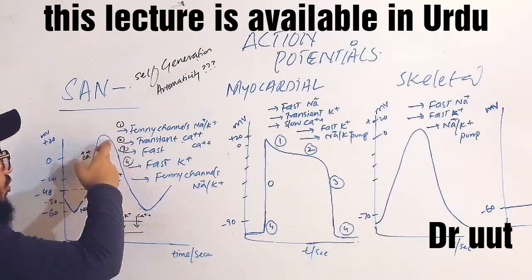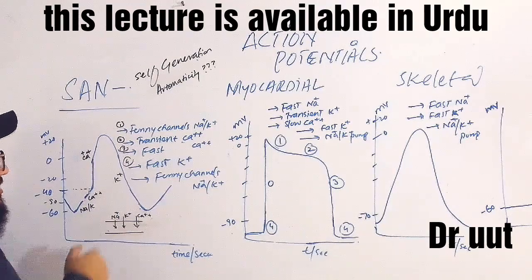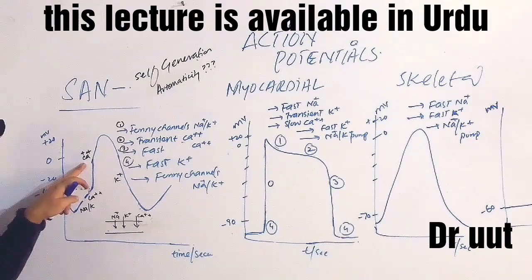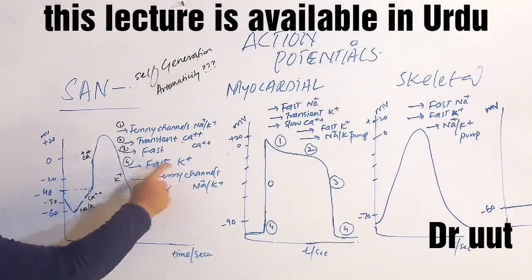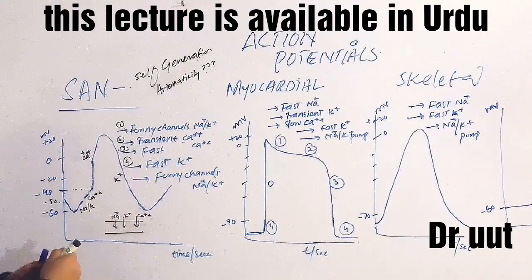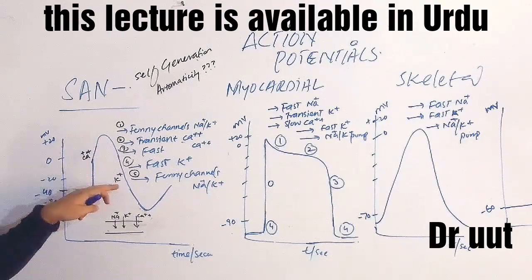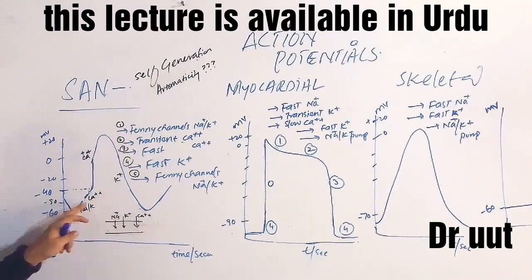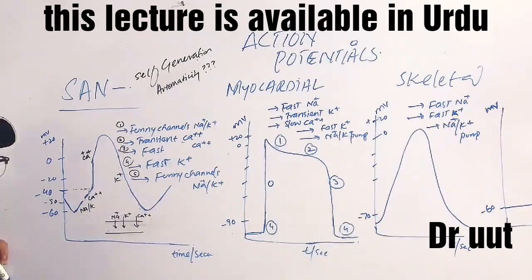The next step is that you can see there is a fast downstroke, and this is because of the repolarization. The depolarization was caused by the fast calcium channels, and the repolarization is going to be caused by the potassium channels in the fourth step. And what happens next, in the fifth step, is the cell is going to be repolarized completely. As it reaches -50 millivolt again, the funny channels are activated.